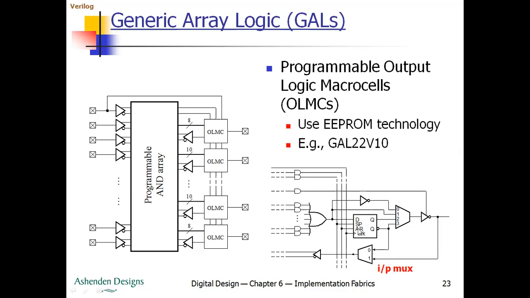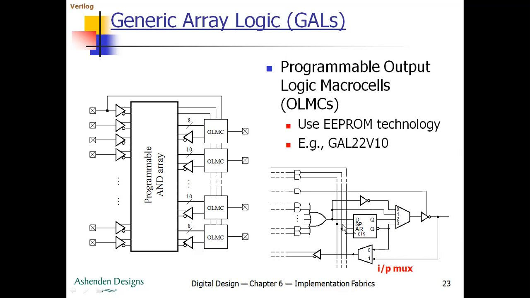And we have AR, which is for asynchronous reset. This is not under the control of the clock, and it makes the output Q equal to 0, and hence we call it an asynchronous reset. And using this output multiplexer, you can provide the combined output, so you can have something called a combinational output, that is the output of the OR gate.